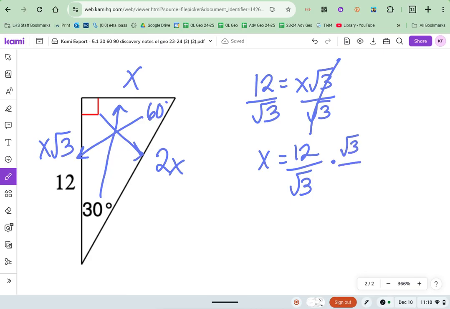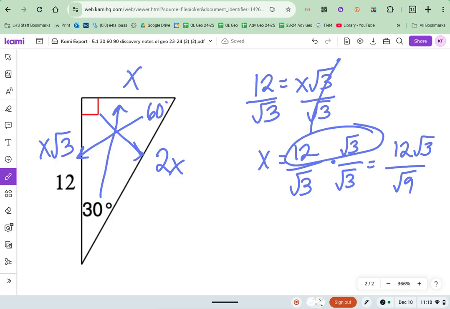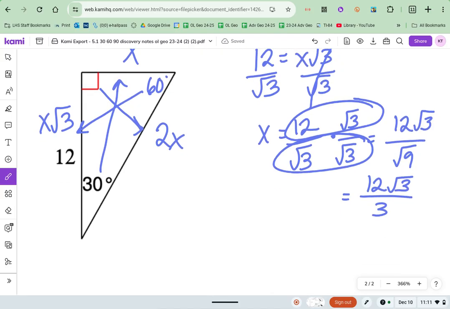So we're going to multiply by root 3 over root 3 to get 12 root 3 over root 9. So just multiply across the top to get 12 root 3, multiply across the bottom to get root 9. And then you say, well, what is the square root of 9? That's 3. So my top is still 12 root 3, and the bottom is now 3. And then you say, well, is 12 divisible by 3? Because those are my two numbers that are outside. Yes, and 12 divided by 3 is 4, so 4 root 3. And all of that was still equal to x. So my x is still equal to 4 root 3.